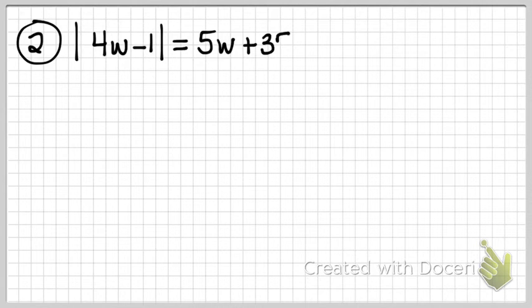Okay, so number 2 says the absolute value of 4W minus 1 equals 5W plus 37. So step number 1 is to get the absolute value by itself. Is there anything on the left other than this absolute value? When I say left, I'm talking about the left side of the equal sign. Is there a number in front of this absolute value that I need to divide out, or is there something behind it I need to add or subtract? All right, so we're ready to get started.